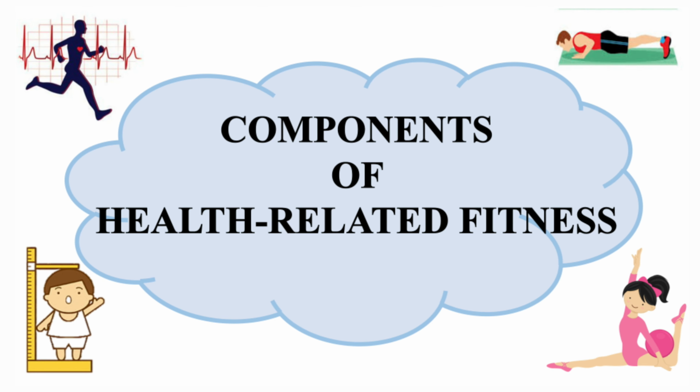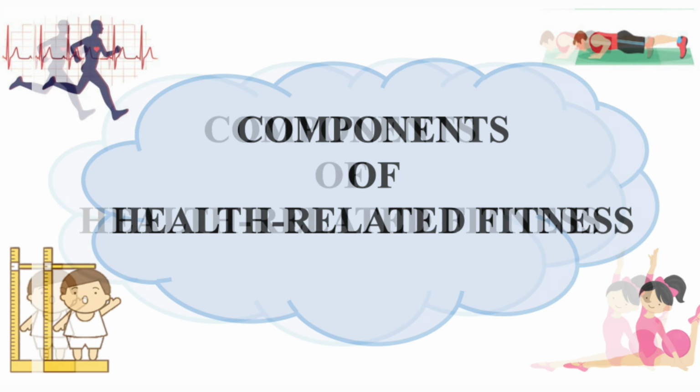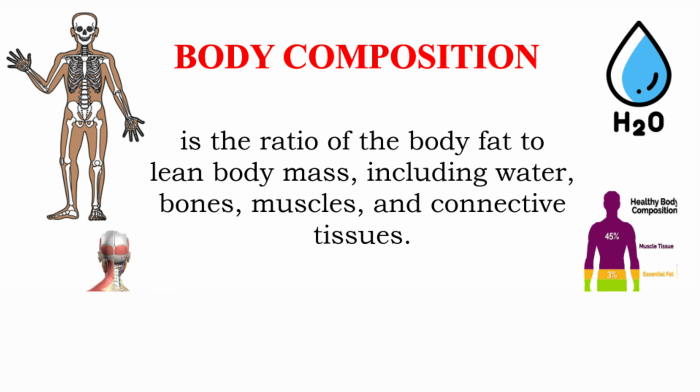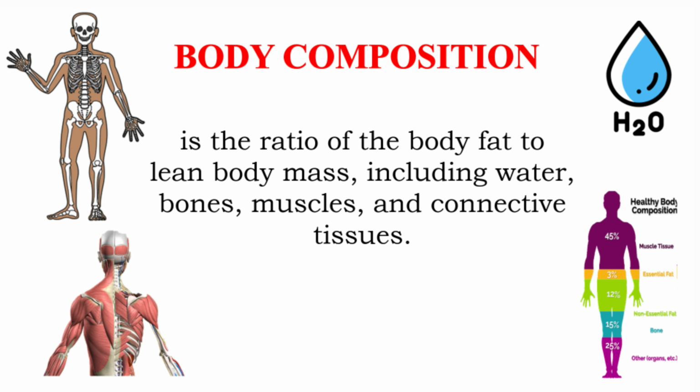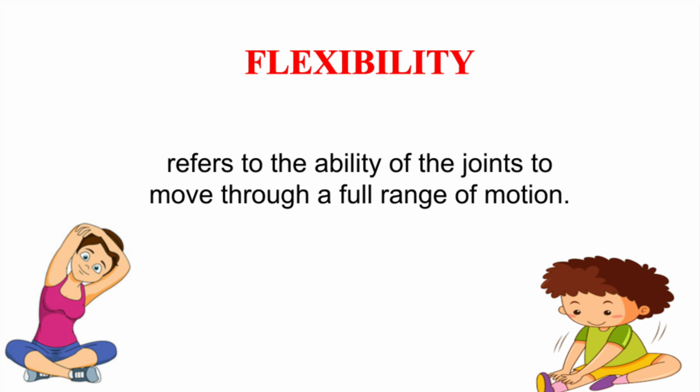Now, let's talk about the components of health-related fitness. The first component is body composition. It is the ratio of the body fat to lean body mass, including water, bones, muscles, and connective tissues. The next is flexibility. This refers to the ability of the joints to move through a full range of motion.